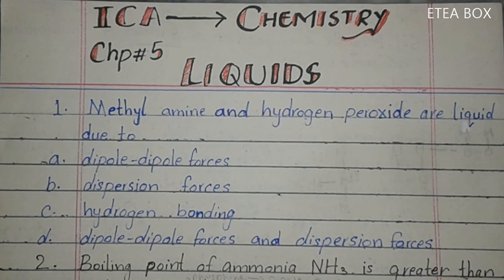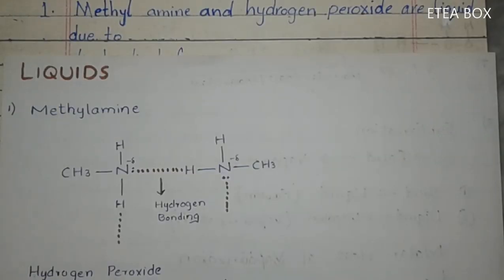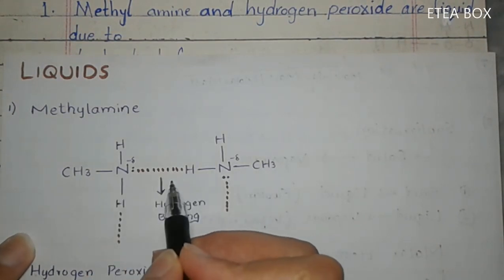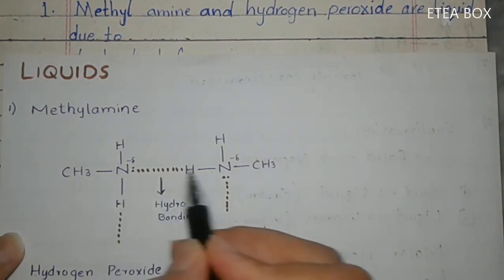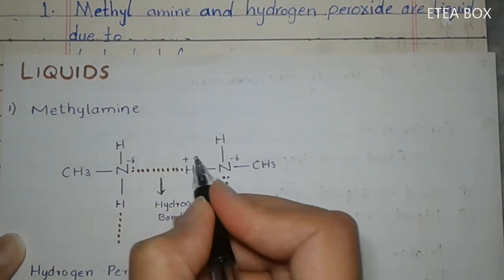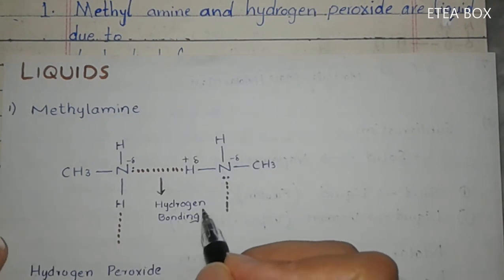First MCQ. Methylamine and hydrogen peroxide are liquid due to... So methylamine and hydrogen peroxide both contain hydrogen bonding. So it means that they are liquid because of the hydrogen bonding. Let's see their bonding. Here is the methylamine. Look, hydrogen bonding is the bond between two electronegative elements through hydrogen. So methylamine contains hydrogen bonding, that's why it's liquid.